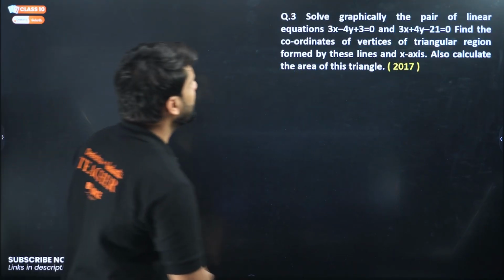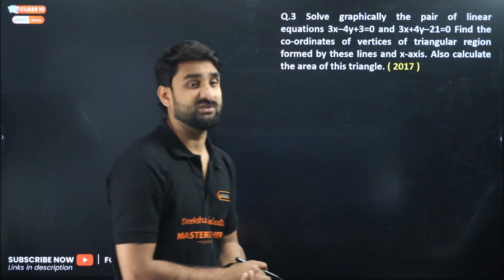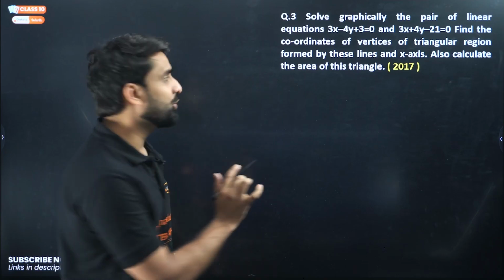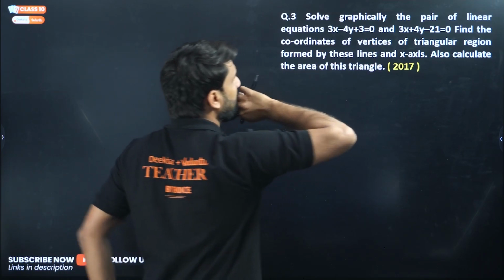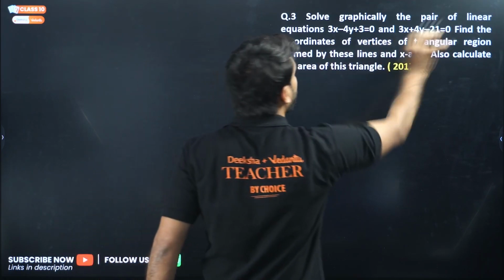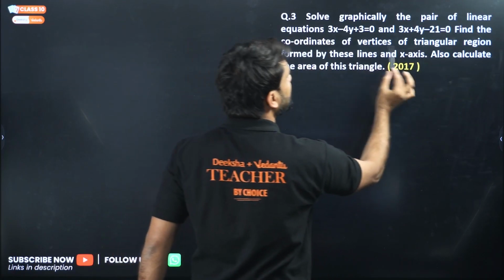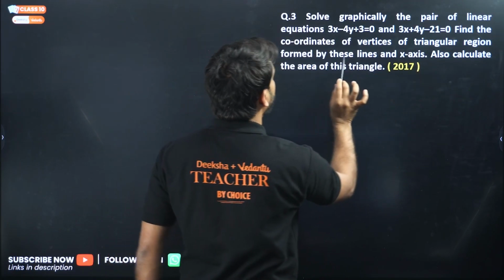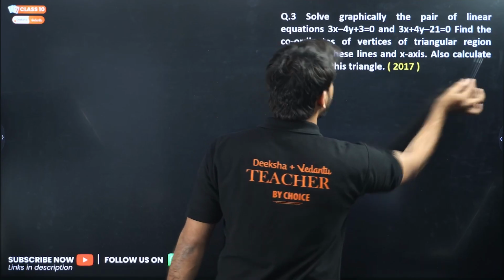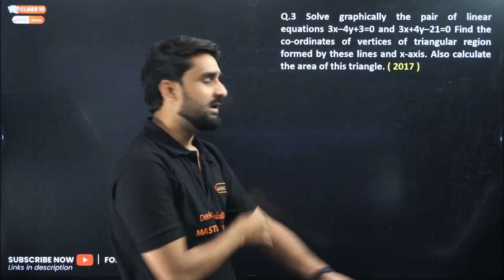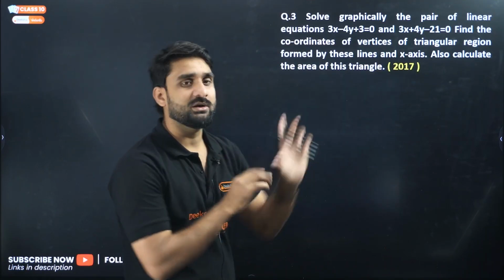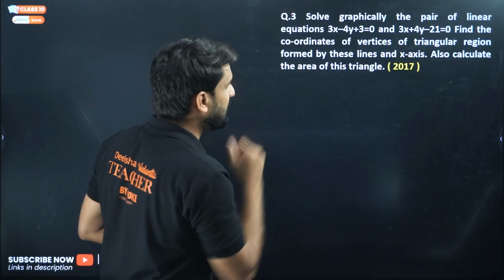Question number 3 is solve graphically. Very good. This question is a bit good. Yeah, this is a good question. Solve graphically the pair of linear equations, this and this, and find the coordinates of the vertices of the triangular region formed by these lines and the x-axis. Also calculate the area of this triangle. This question was asked in the year 2017. So it is a very good question, I think.